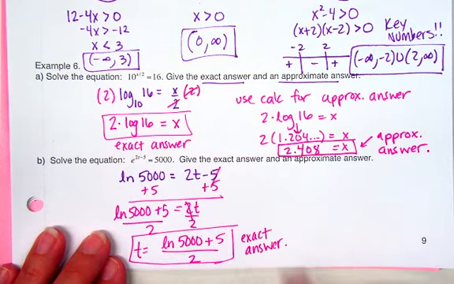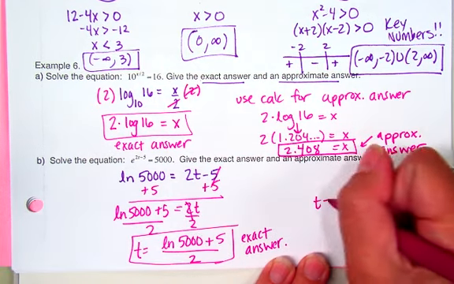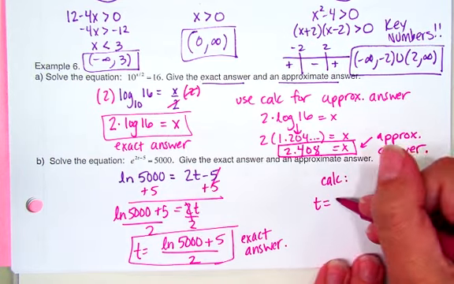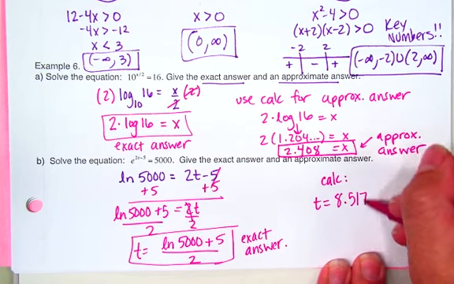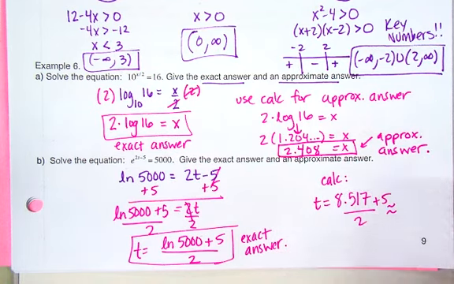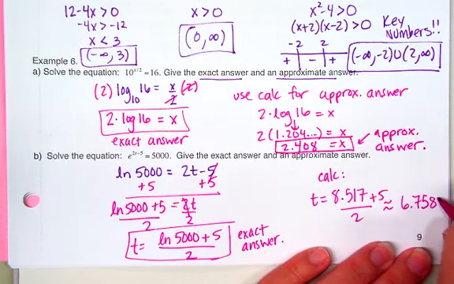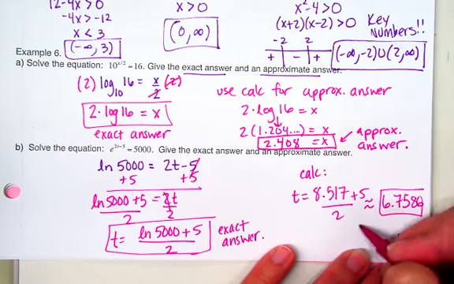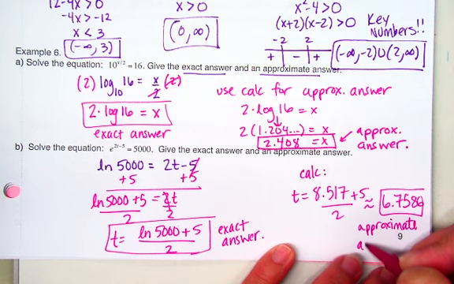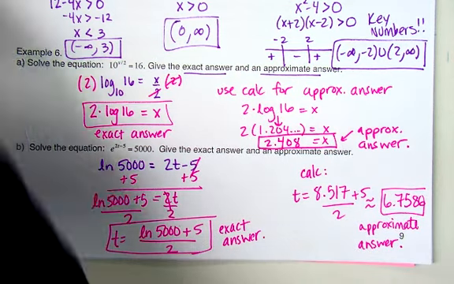For approximate, again, I'm just going to take this, type it into my calculator, and so the calculator gives you some approximation, and you approximately get 6.7586. And again, this would be my approximate answer. And that's it. Go back and finish those other graphs and then check the answer key online.